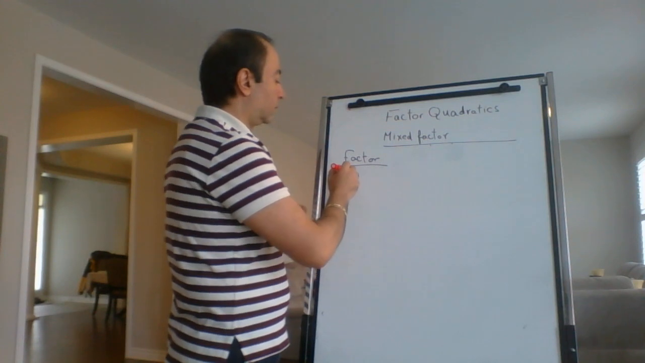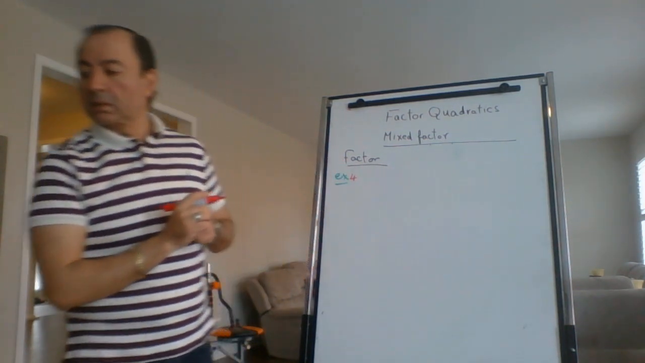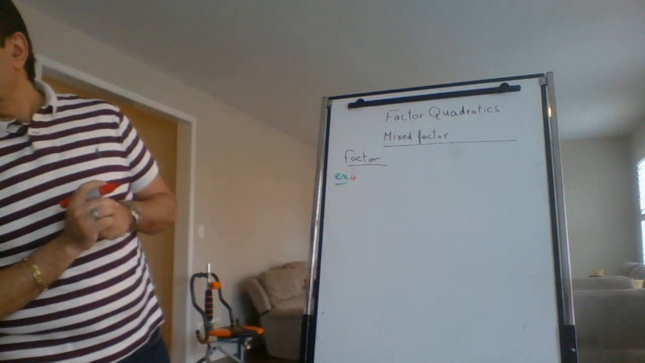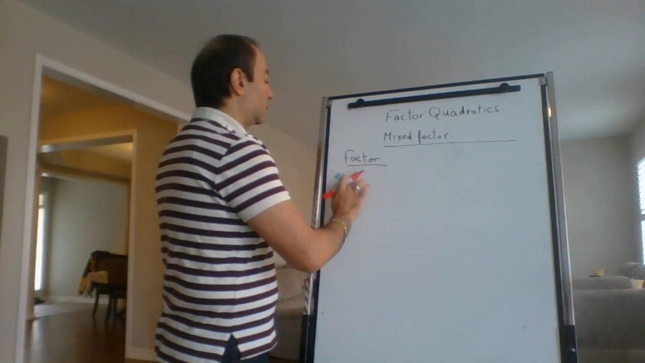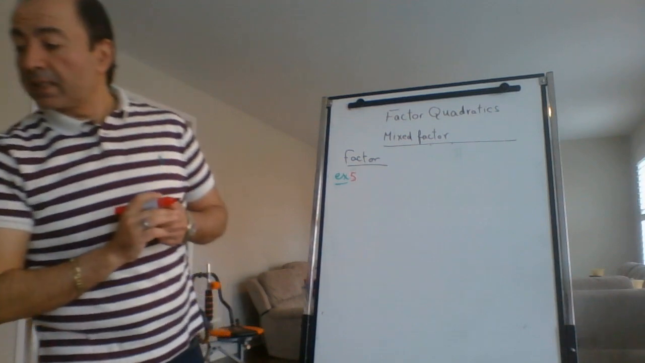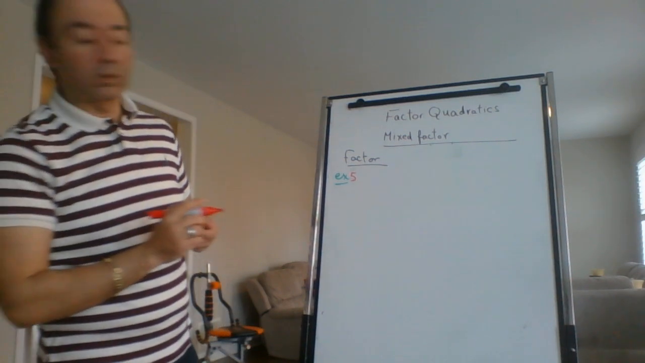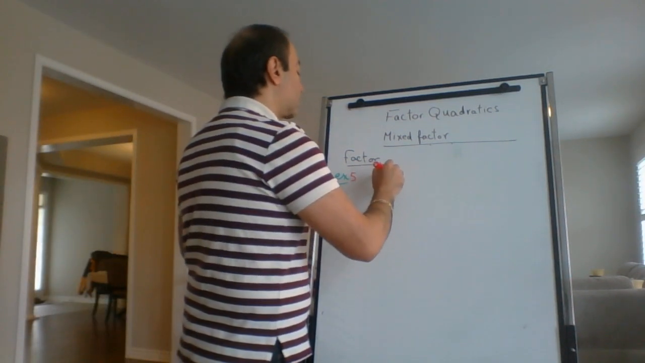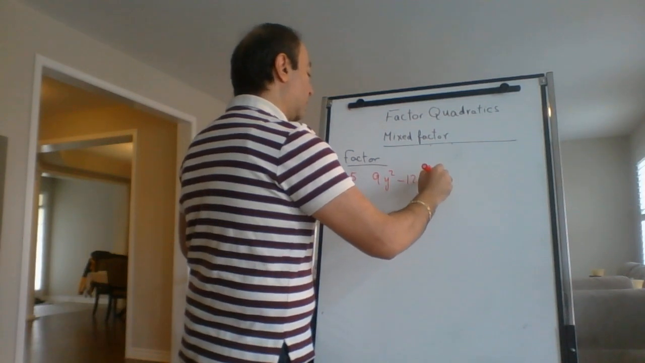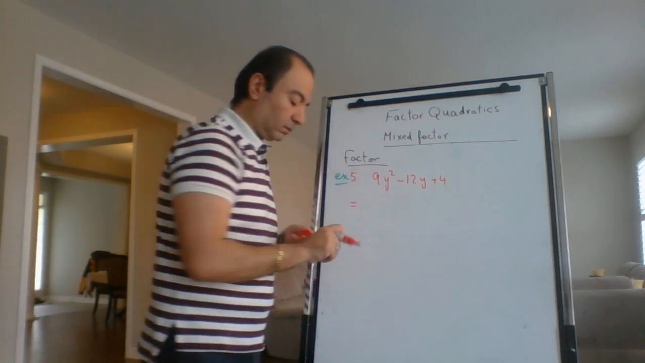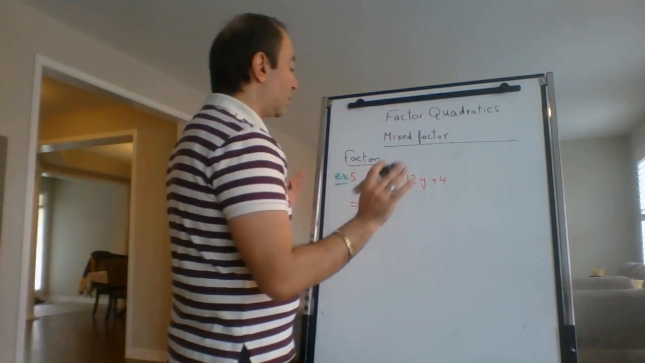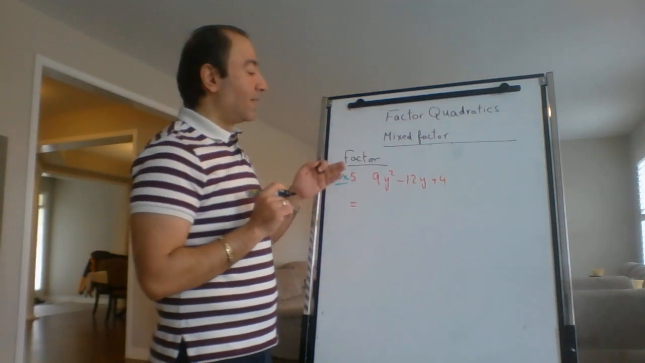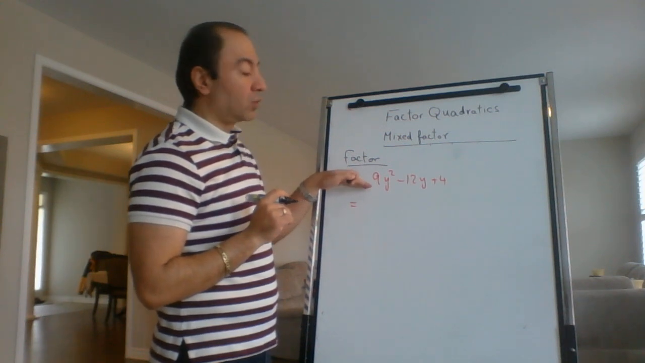Example 4. Yes. Was 4 or 5? Yeah, 4. No, this is 5. It says 9y squared minus 12y plus 4. I want to factor this. So, first step, common factors. No common factors. Right?